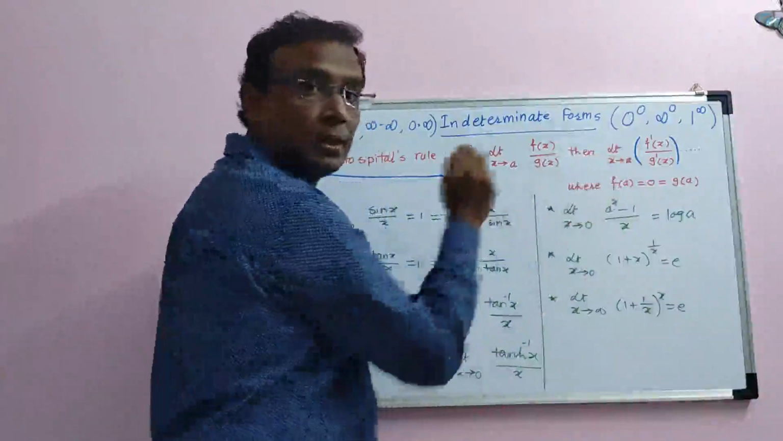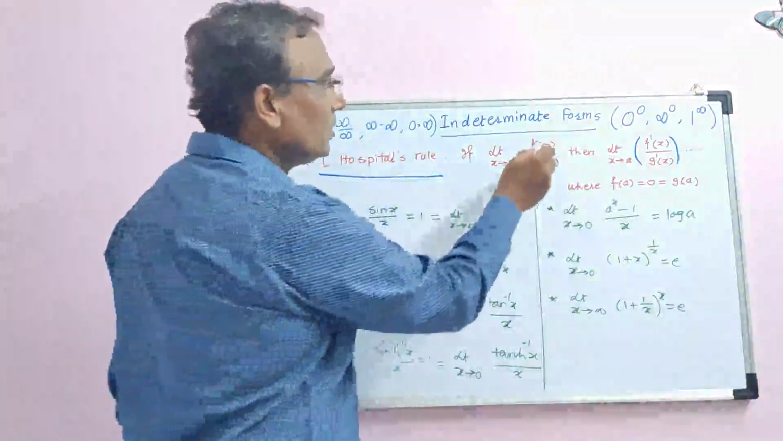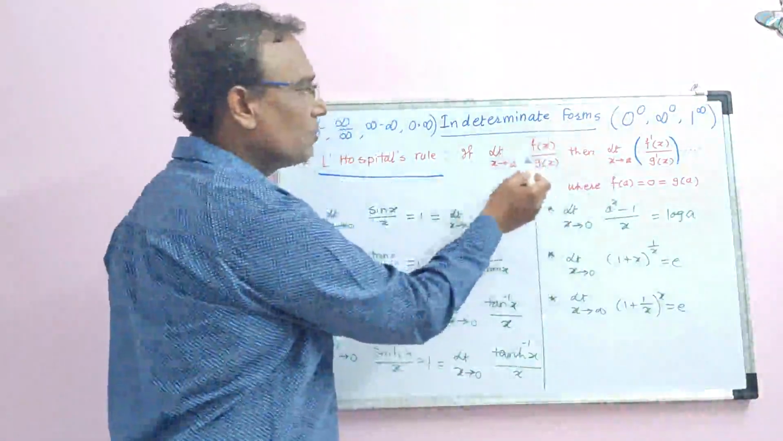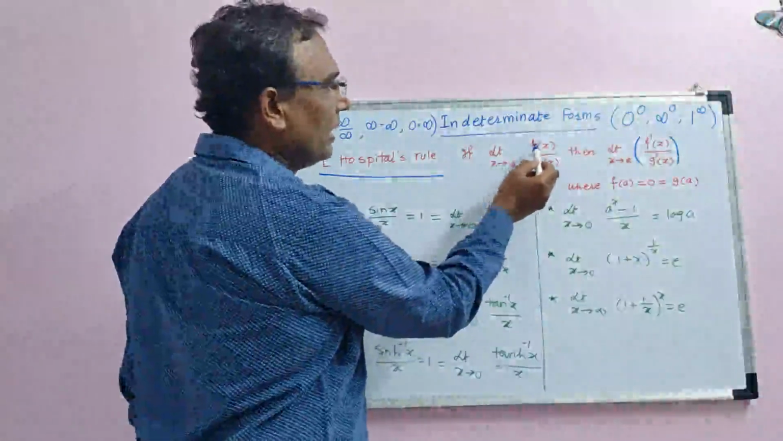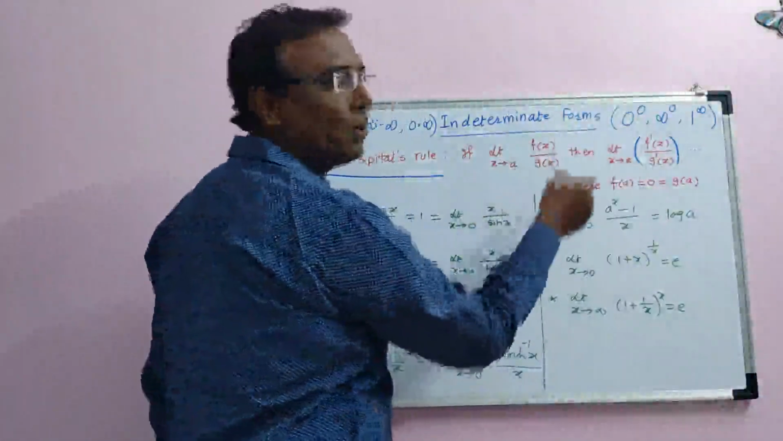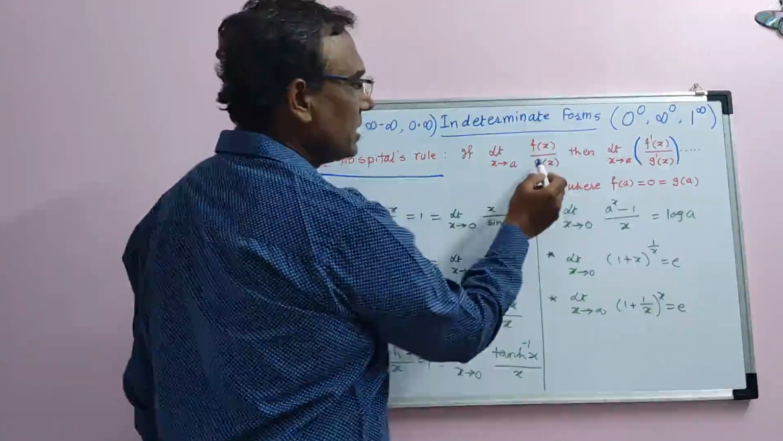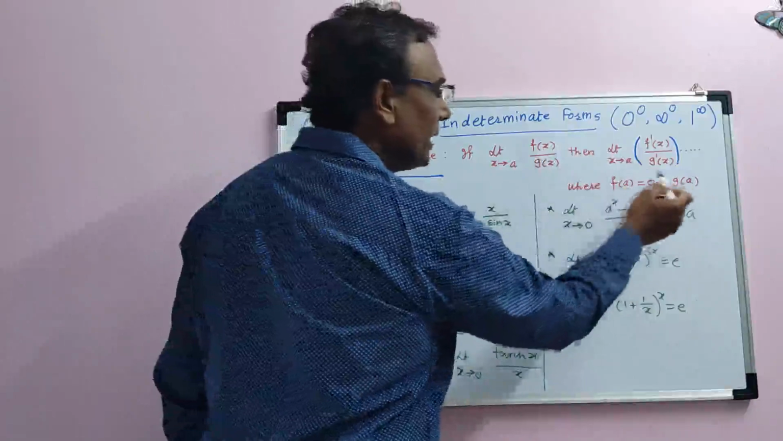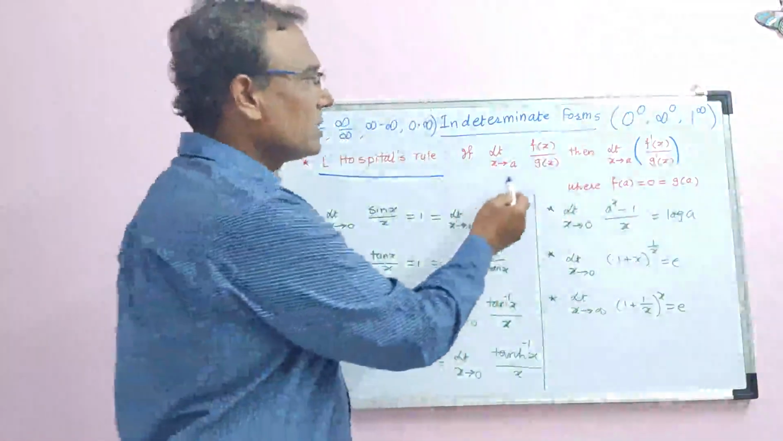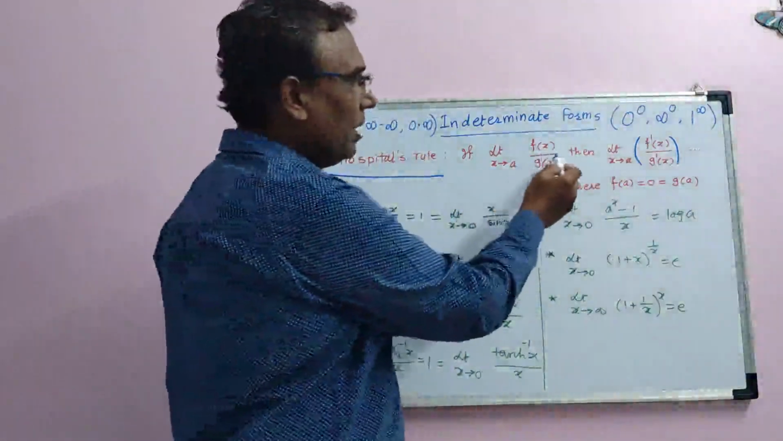But this is possible when we have the 0 by 0 form. What does 0 by 0 form mean? For x equal to a, f of x is 0, meaning f of a is 0, and for x tends to a, g of x equal to 0, meaning g of a equal to 0. In that case, we will get the 0 by 0 form.